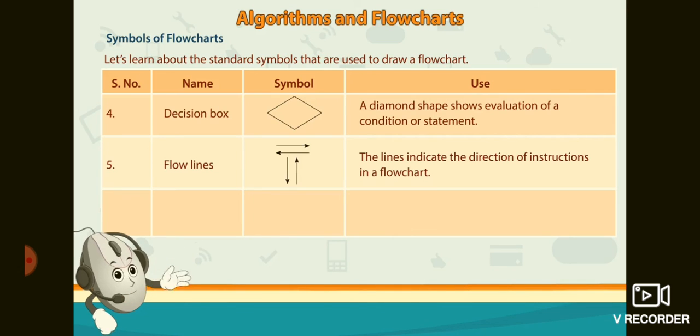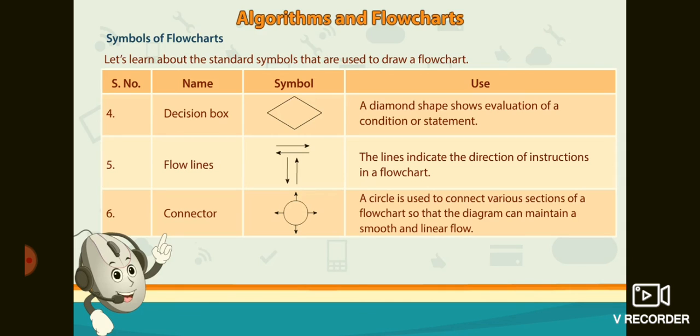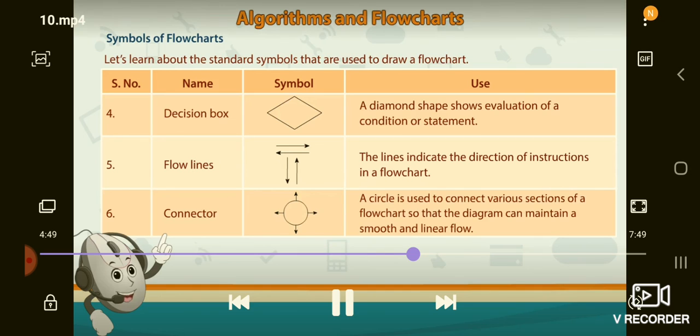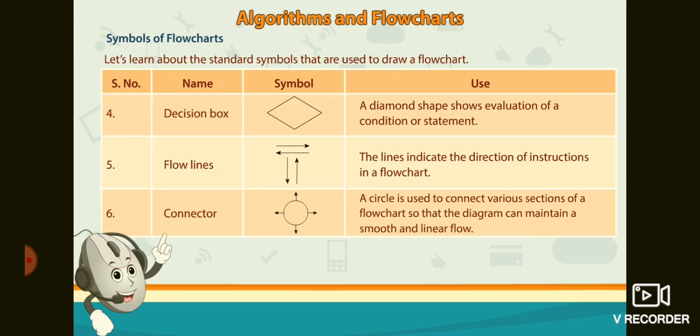Next one is flow lines. Flow lines show the direction of the instructions in a flow chart. ठीक है, चार होते हैं नेविगेशन की, तो चार फ्लो लाइन्स है. सिक्स है आपका कनेक्टर. कनेक्टर में क्या होता है, जितने भी जो बॉक्स अभी मैंने आपको दिखा है, रेक्टेंगुलर, ओवल, डायमंड, ठीक है, तो ये सब आपस में किससे कनेक्ट होते हैं, फ्लो लाइन से.